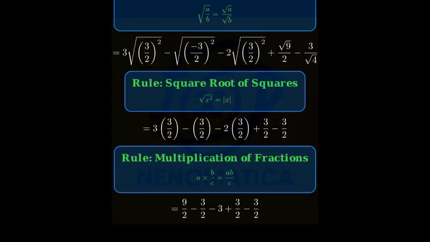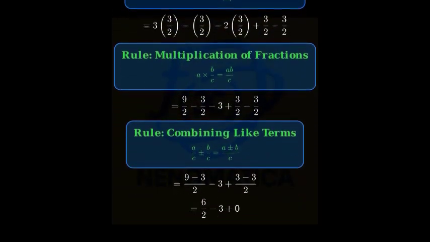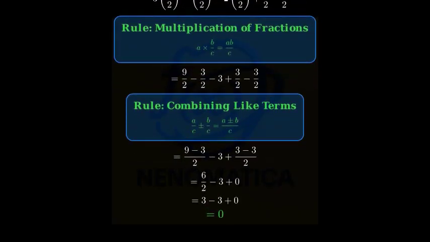2 times 3 over 2 equals 3. 3 over 2 remains the same. And 3 over 2 remains the same. Now we can combine like terms. 9 over 2 minus 3 over 2 minus 3 plus 3 over 2 minus 3 over 2. First, let's calculate 9 over 2 minus 3 over 2, which equals 6 over 2, or 3. So we have 3 minus 3, which is 0. And then 3 over 2 minus 3 over 2, which is also 0. So our final answer is 0.